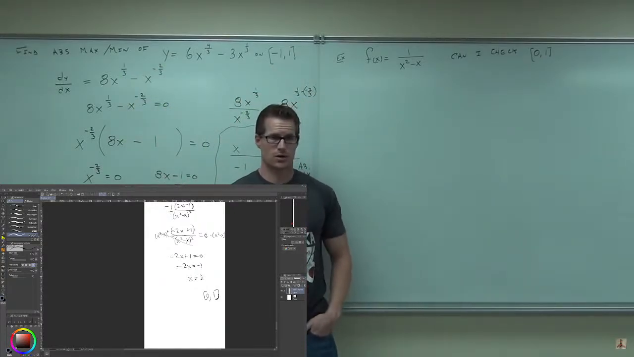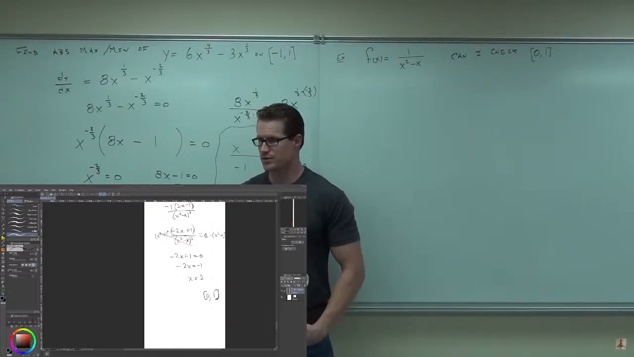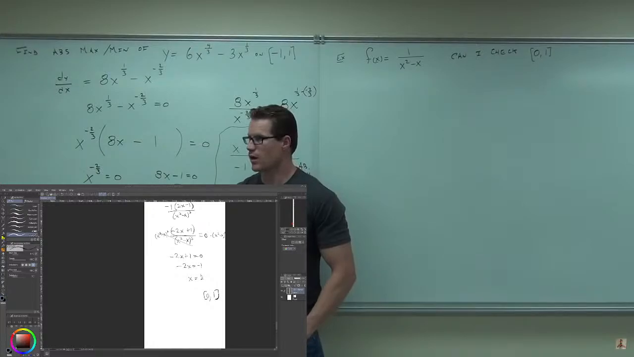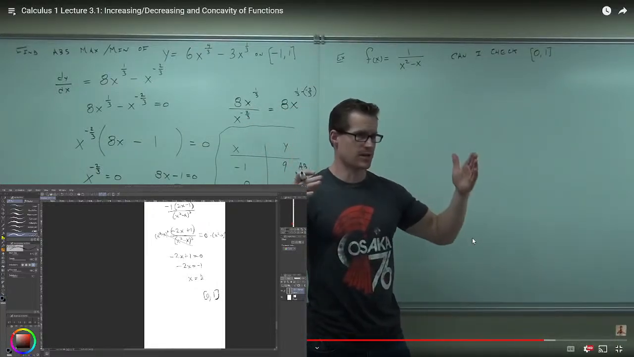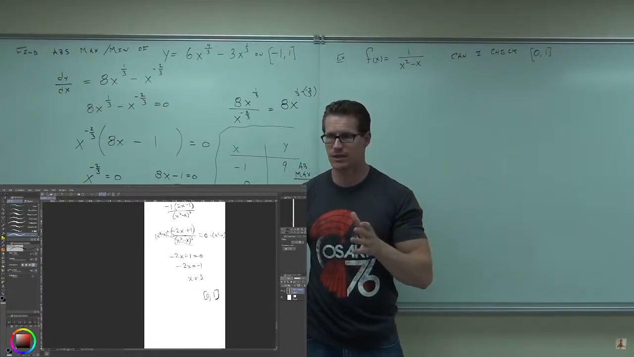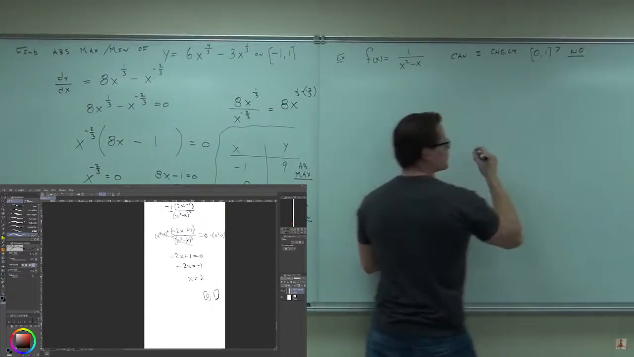So if I plug in 0, I would get a 0 on the denominator, right? That's not a good thing. If I plug in 1, I'll also get a 0 on the denominator. Do you see what I'm saying? So on this interval, I'm not going to have any endpoints because those are asymptotes at that spot. So I can't check this. Can I check this? No. I can only check the open interval.